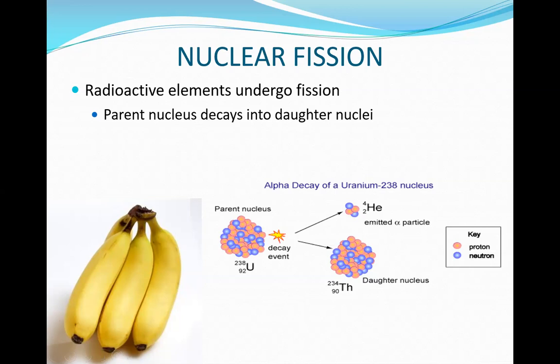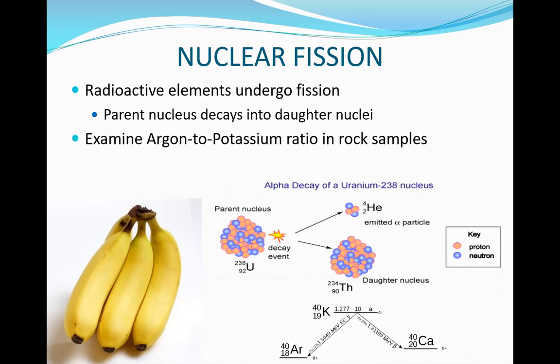But this occurs for every type of nuclear fission, not just uranium. Everything that is radioactive will at some point undergo spontaneous decay into 2 or more daughter nuclei. We're going to focus on the case of 2 daughter nuclei, but it could be more. It's possible.